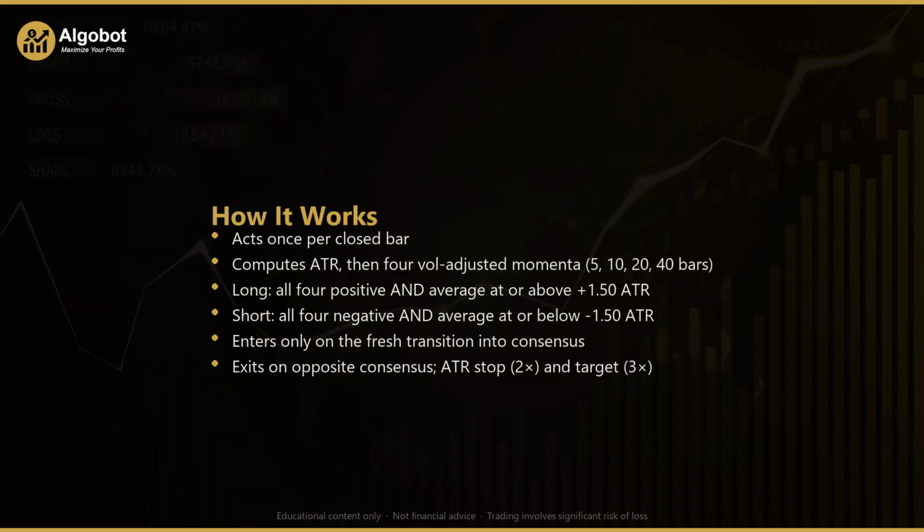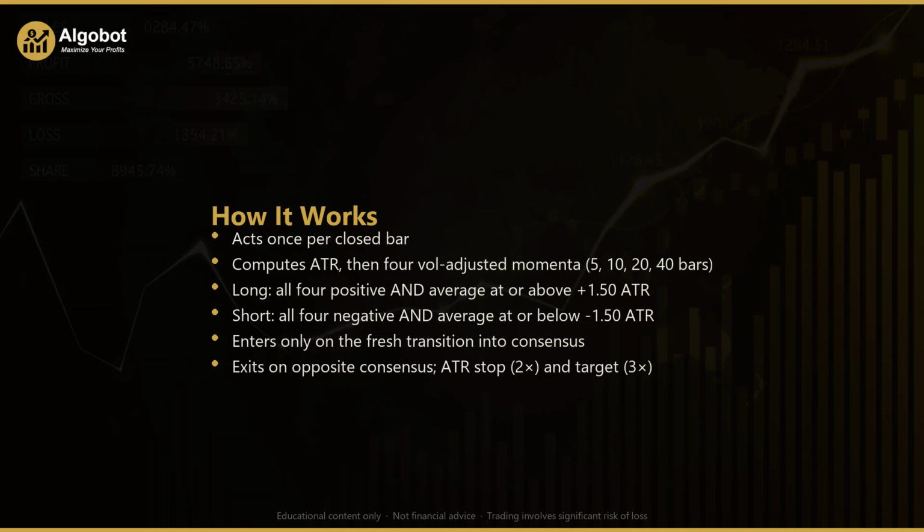There's one more gate that's easy to miss, but very important. The strategy only acts on the fresh transition into that unanimous state. In other words, it enters on the bar where consensus first appears, not on every bar the agreement persists afterward. This is deliberate. It aims to join a trend as it broadens out, rather than piling in late, after the move is already mature and extended.